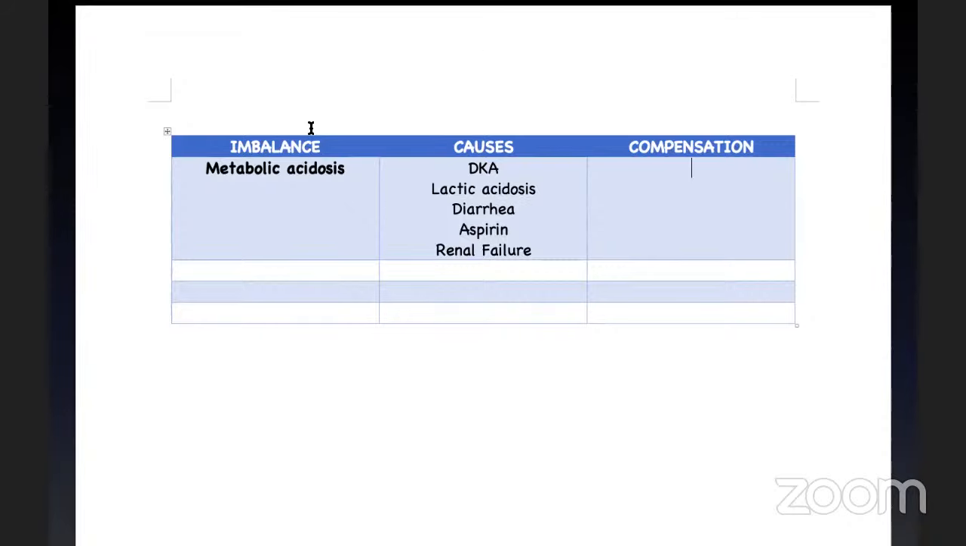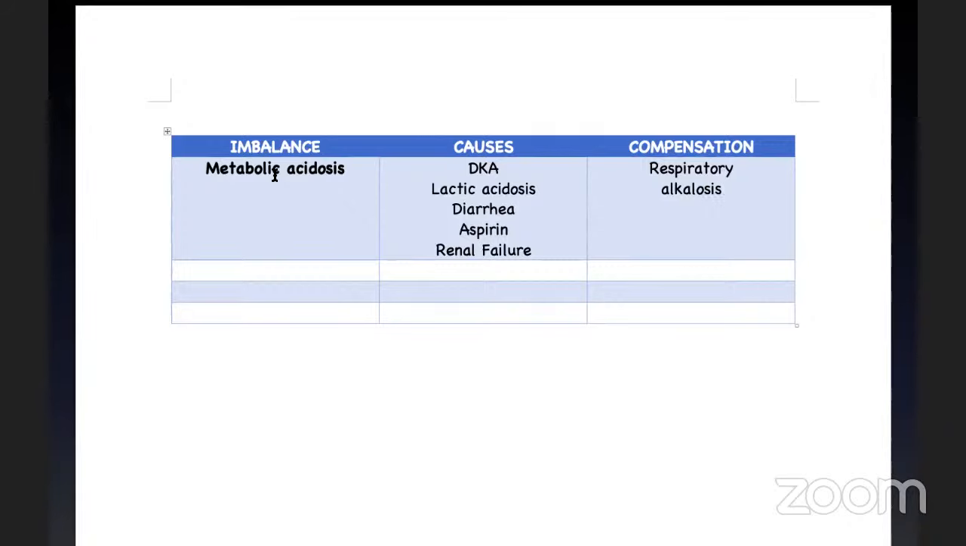This is the way I want you to think about it. When you have metabolic acidosis, for the compensation, flip it. What is metabolic? It's respiratory. What is acidosis? The opposite of acidosis is alkalosis. You see, you already know what you're supposed to do. Respiratory alkalosis is the compensation for metabolic acidosis. Flip the words they've given you. That means the patient should be behaving like they have respiratory alkalosis.